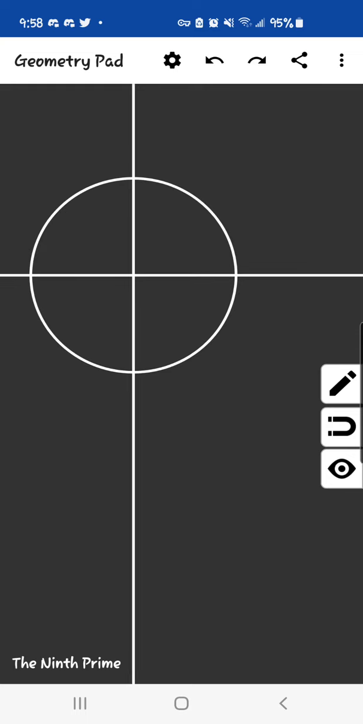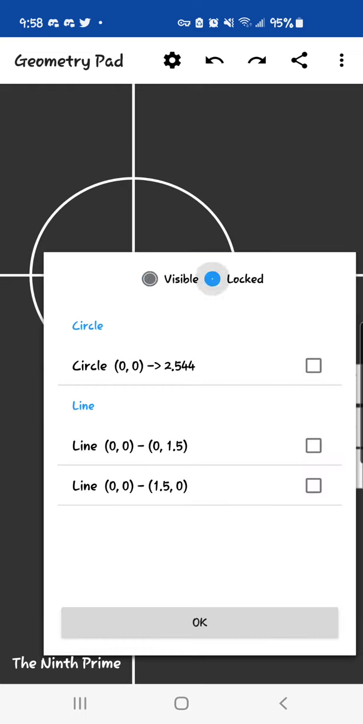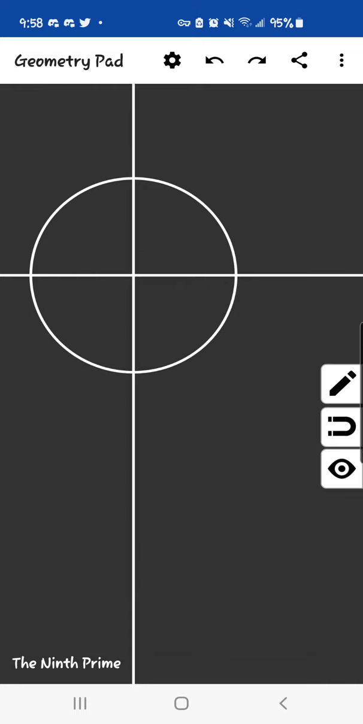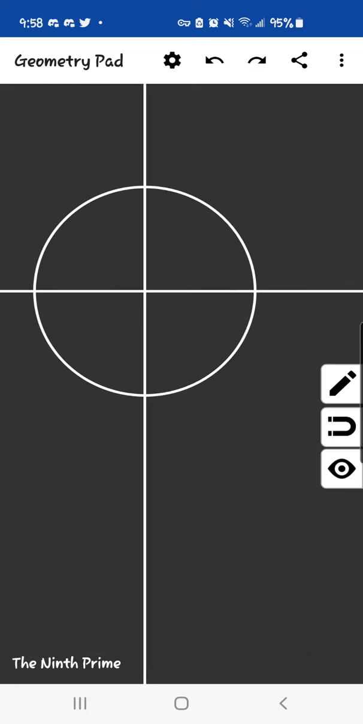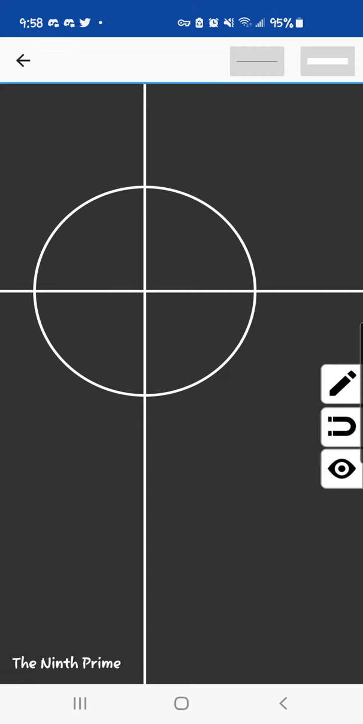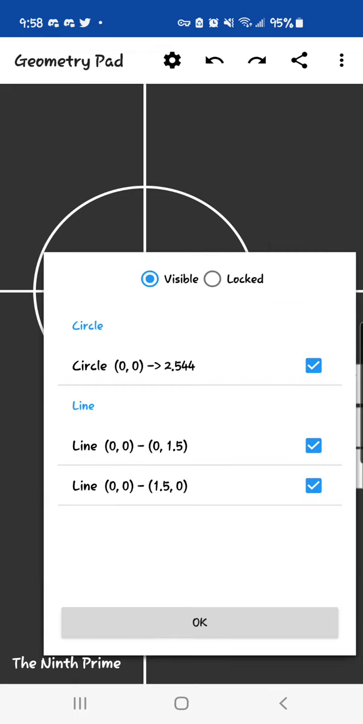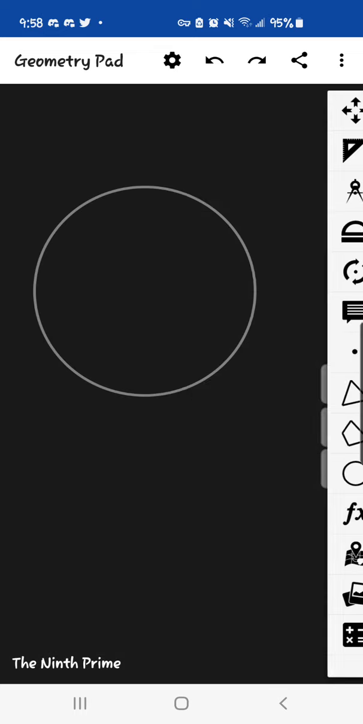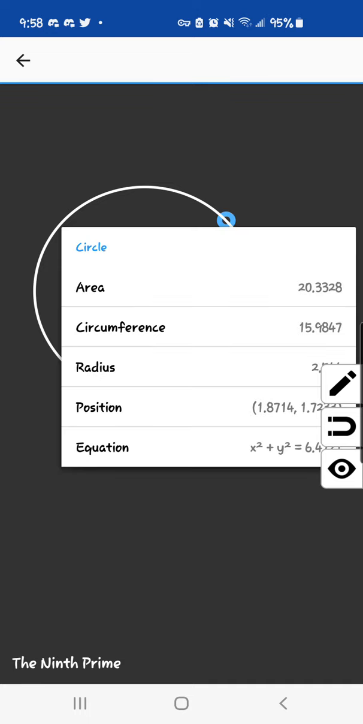Okay, I'm just going to lock these so that I know that no modifications can be done to the circle. I want the circle to remain exactly as is. And also I forgot to mention that the circumference of the circle here is wrong, and I'm going to show you the reason why it's wrong.